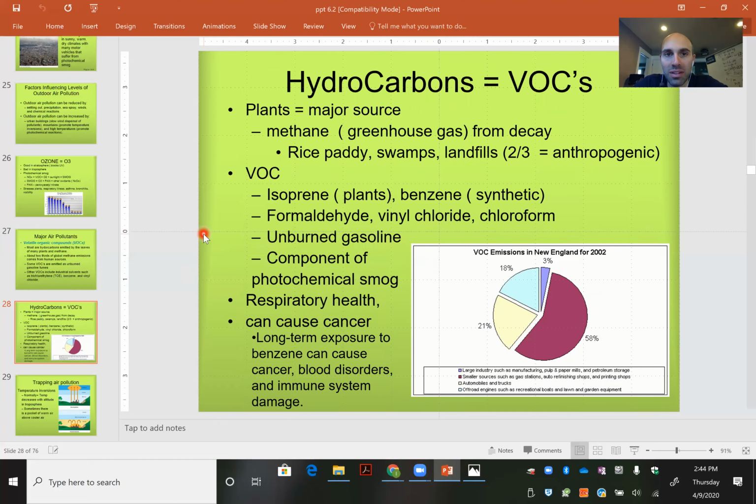Those hydrocarbons, VOCs. Plants are a major source, and that's fine. They are naturally occurring compounds and chemicals. That's just part of it, and that's good. It's the man-made ones, the anthropogenic ones, that are harmful because they are being pumped into the atmosphere at such high rates that our natural systems cannot keep up with them. The VOCs, the isoprenes, the benzenes, the formaldehyde, the vinyl chlorides, the chloroform, the unburned gasoline, it's all a component of photochemical smog. Respiratory health can be affected. Long exposure to VOCs, to benzene, can cause cancer, blood disorders, and immune system damage.